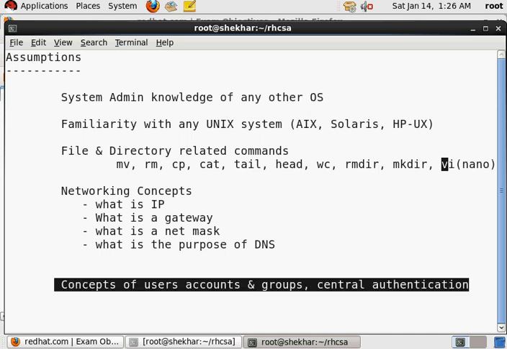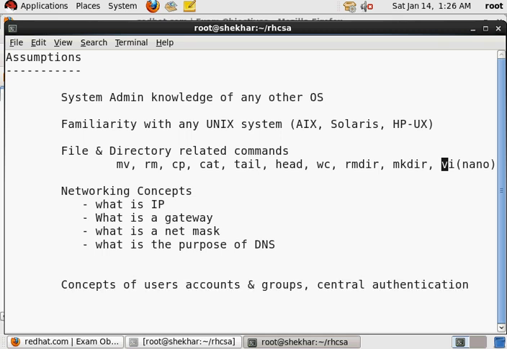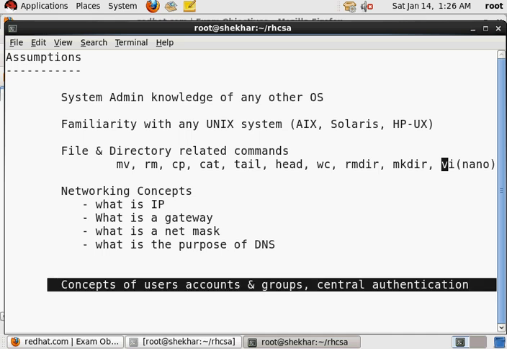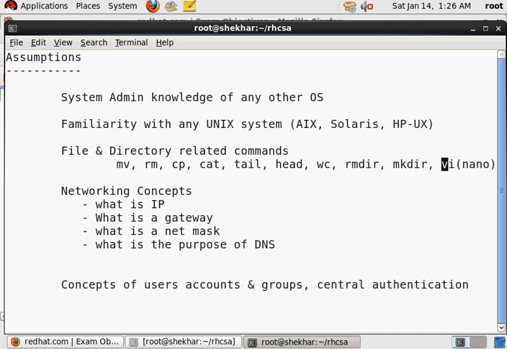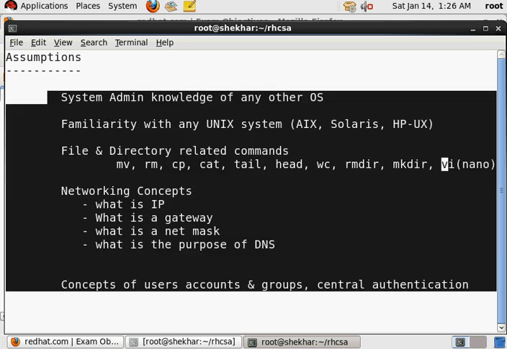Then the concepts related to user accounts, the groups, the permissions, those concepts should also be known to you, and the concept of central authentication. If you are coming from a Windows background, then central authentication is done by Active Directory, and here we are going to do that using LDAP, the Lightweight Directory Access Protocol. And that concept should be known to you. We will be discussing LDAP and how to configure all those things, but the concept should be known to you that central authentication happens. So these are certain basic assumptions.